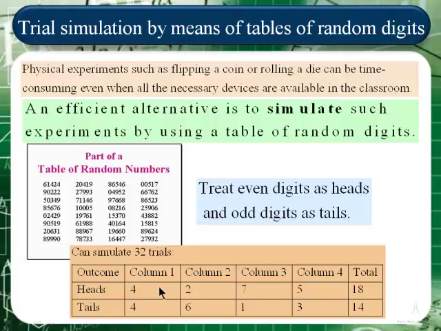If we get the total number of heads, then we find this is 18, while the total number of tails is 14. So therefore the relative frequency of getting a head will be 18 over 32, while the relative frequency for obtaining a tail will be 14 over 32.